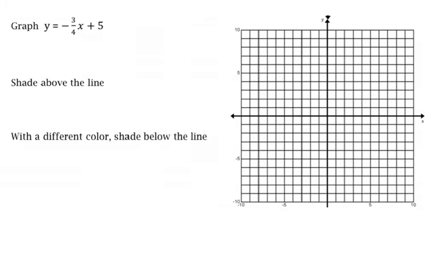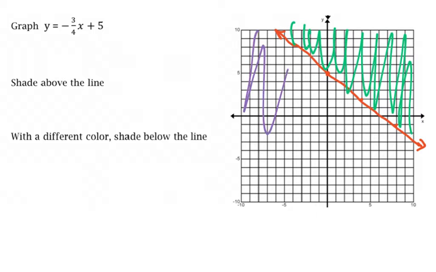The second part of it, it says graph the line y equals -3/4 x plus 5. So we start with 5. We're going to go down 3 and over 4 and graph the line. So like that, arrows on both ends. And then it says with one color we're going to shade above the line. So I'm going to do the green again for above and below the line.